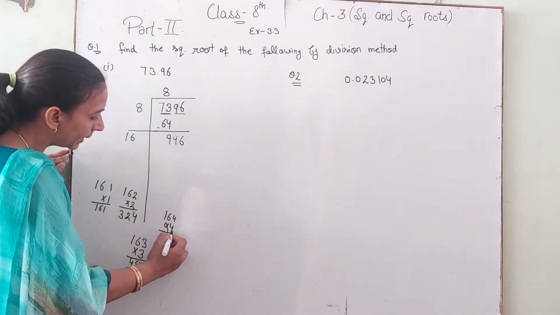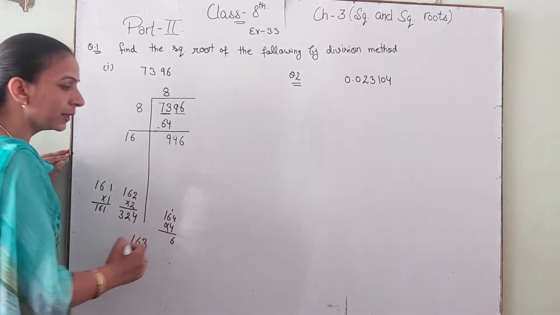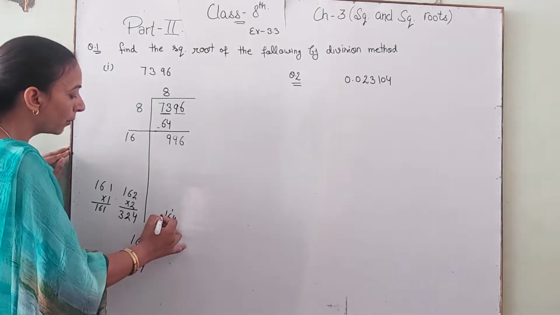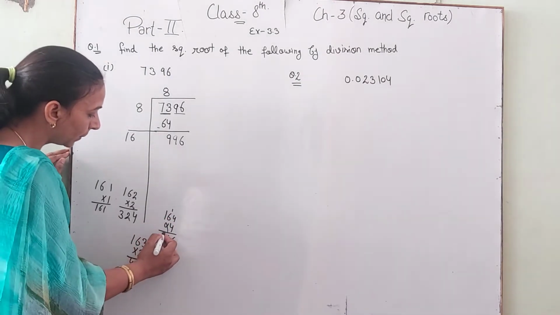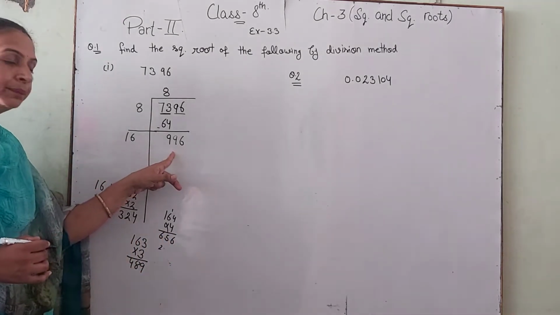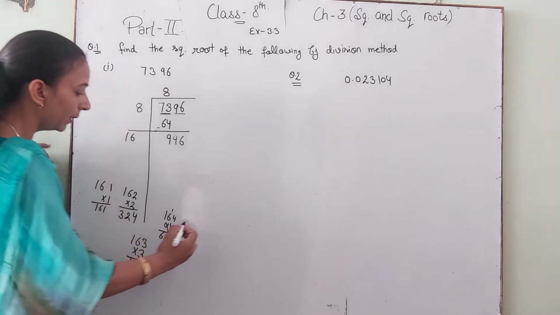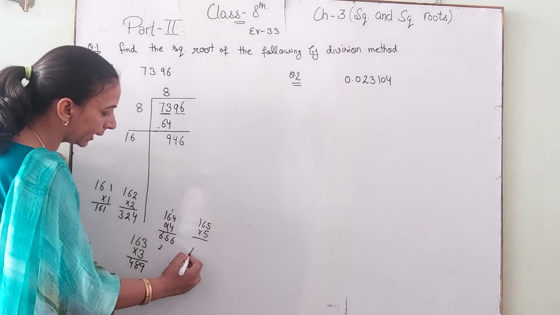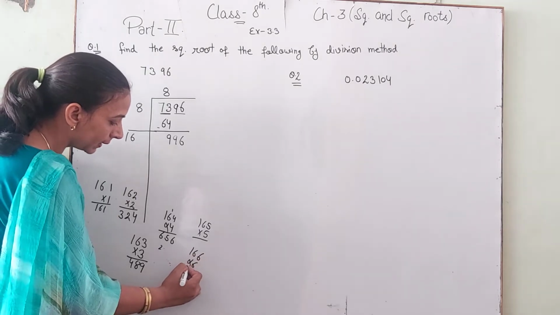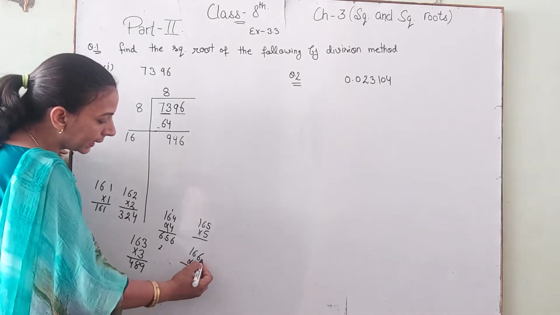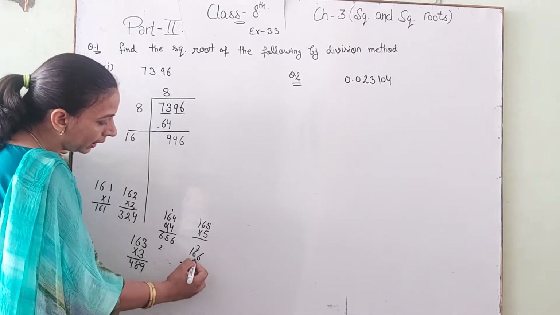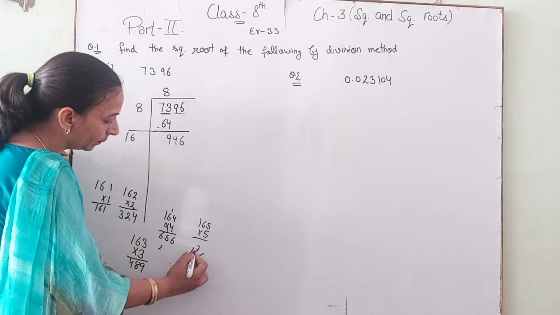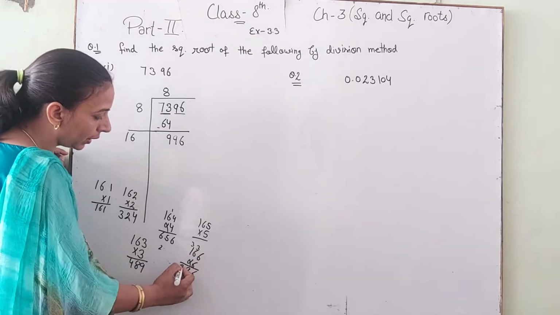4 4s are 16, 6 4s are 24 and 1 makes 25, then 1 4 is 4 and 2 makes 6. This is also greater. So next we check 165 with 5. If this is also greater, then next we take 166 with 6. 6 6s are 36, then 3. 6 6s are 36, and 36 plus 3 is 39. Then 6 1s are 6 and 3 is 9.